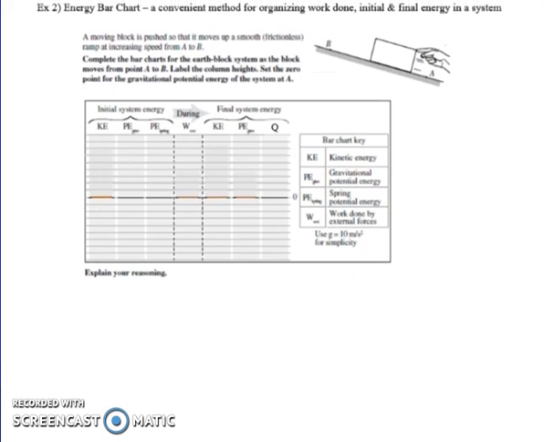Okay, so we have a block on a ramp. It's being pushed up, and you've got to read very carefully. The block is moving, all right? It's a smooth, frictionless surface, and it's increasing speed from A to B.